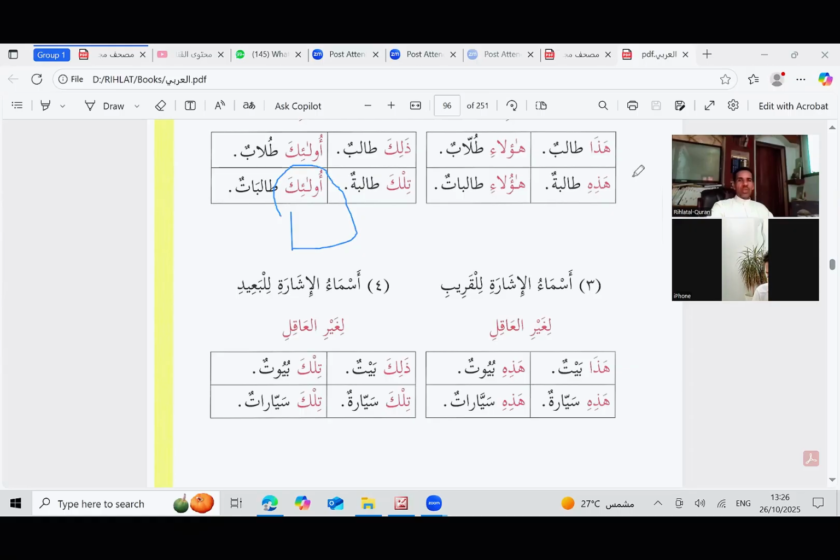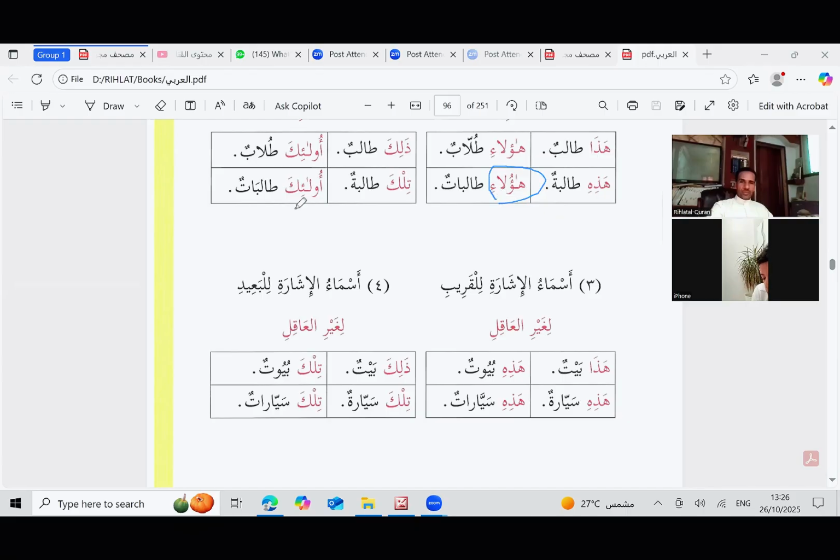Because this is plural. But if I'm asking you what's the difference between هذا and ذلك, هذا is this is and ذلك is that is, because this is singular. But for plural, we use what? هؤلاء. Or أولئك.